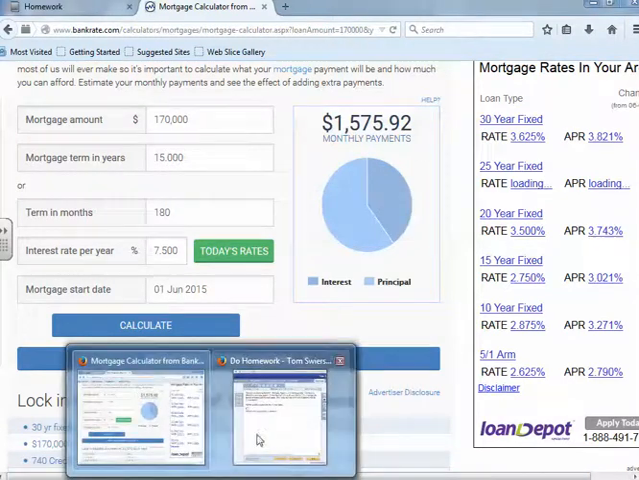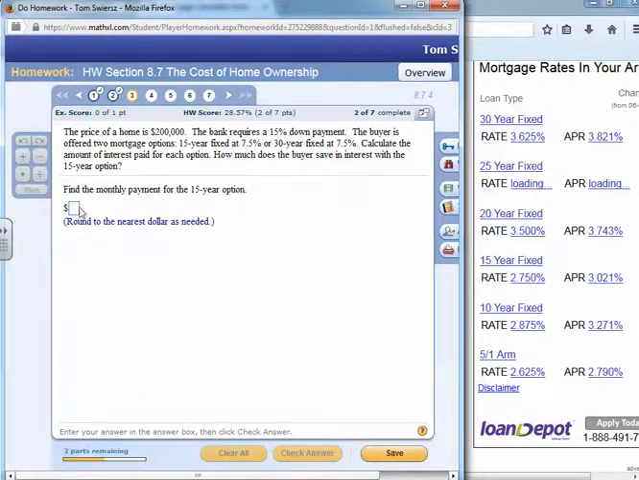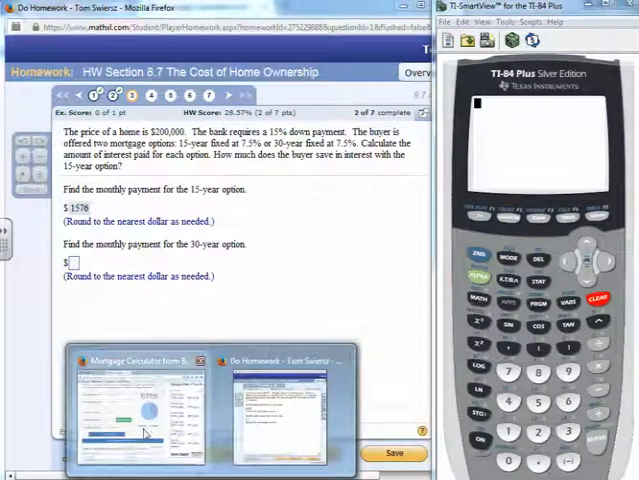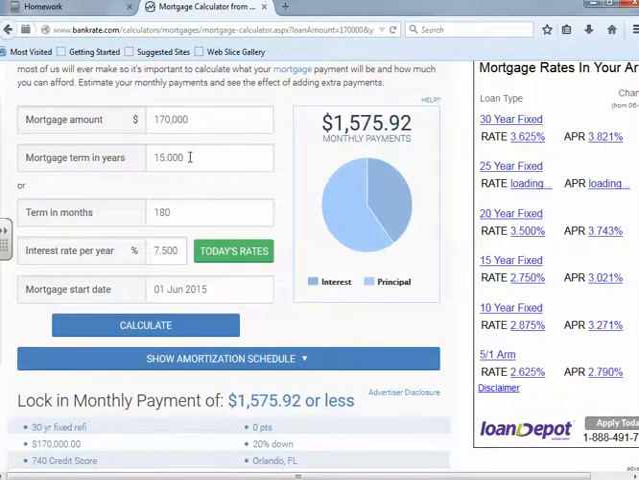So now let's go back to the problem. The monthly payment is, to the nearest dollar, 1,576. Okay? And now the 30-year loan. The 30-year loan is going to be the same numbers except what? Same price, the same mortgage rate, right? But instead of 15 years, 30 years. So again, we'll go back to bankrate.com. The price is still $170,000. This time it is 30 years, which they automatically did in the correct number of months, and it's still 7.5%. Okay, so that's correct.